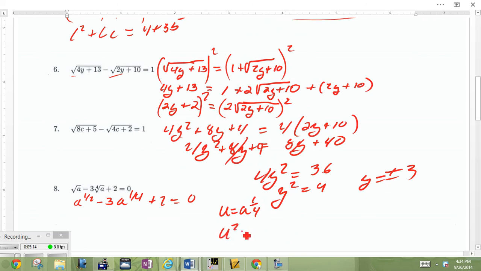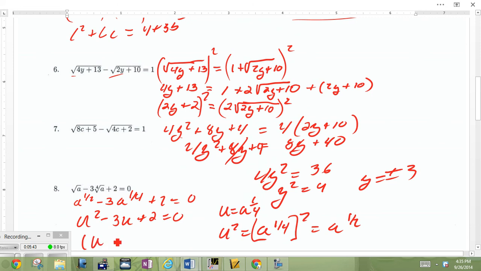Then u squared would be a to the 1/4 power squared. Multiply inside and outside exponents, that's a to the 1/2 power. So then this comes down to u squared minus 3u plus 2, that's factorable in u. Factor it, and then return the u value as the a to the 1/4. That's u minus 2, u minus 1, which implies that u equals 2, u equals 1.